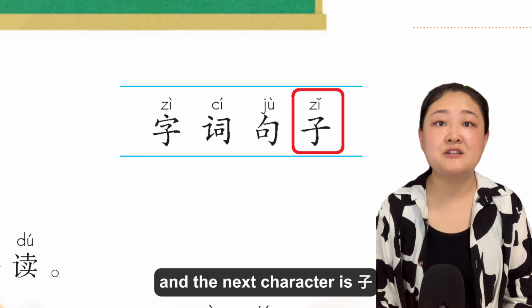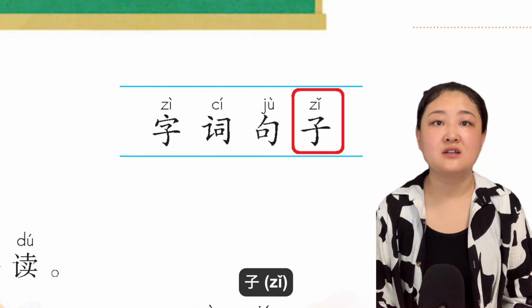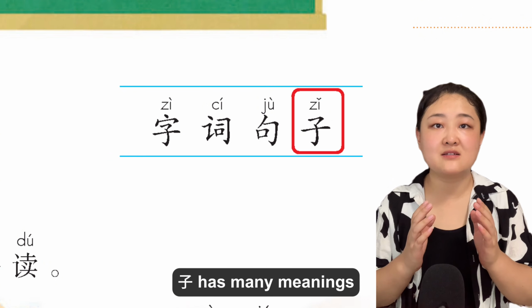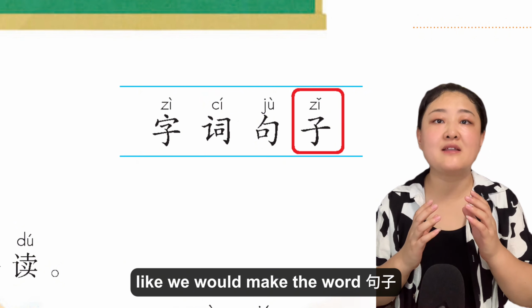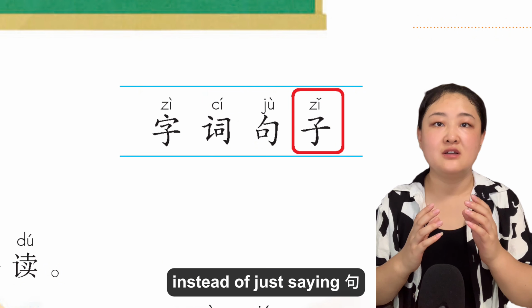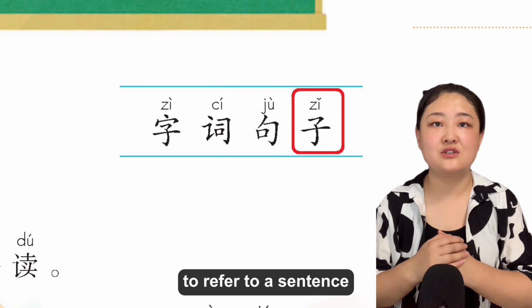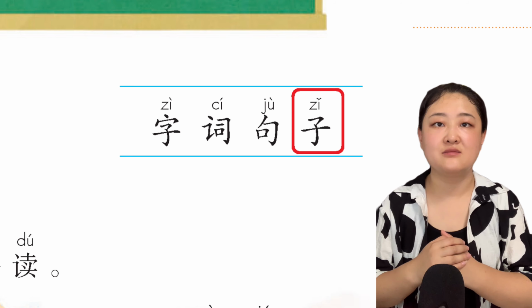And the next character is 子. It's also a 整体认读音节. Repeat after me. 子. 子 has many meanings, but it is often pronounced in the light tone to make a noun with another character. Like we would make the word 句子 instead of just saying 句 to refer to a sentence.